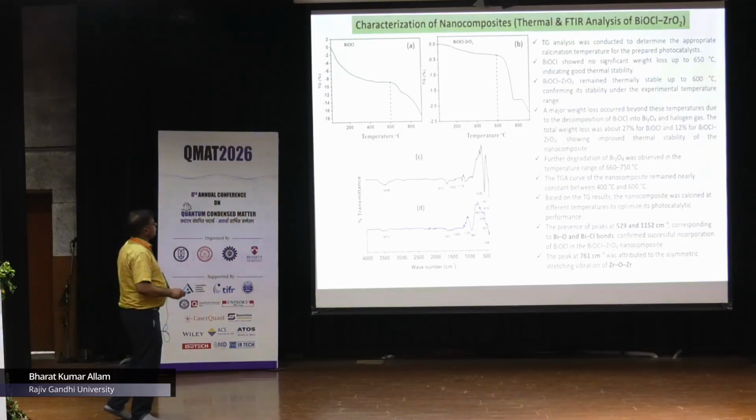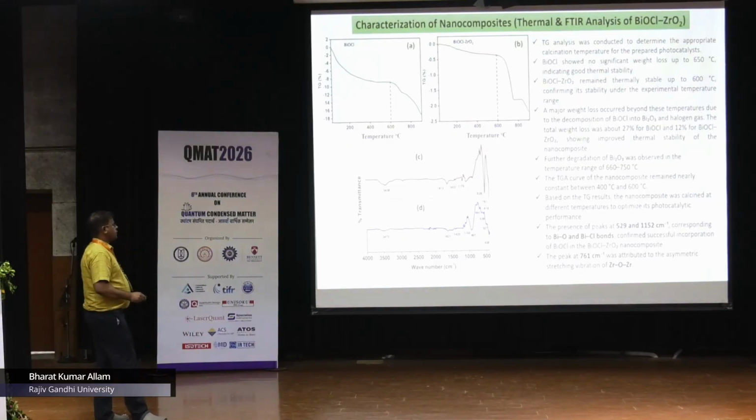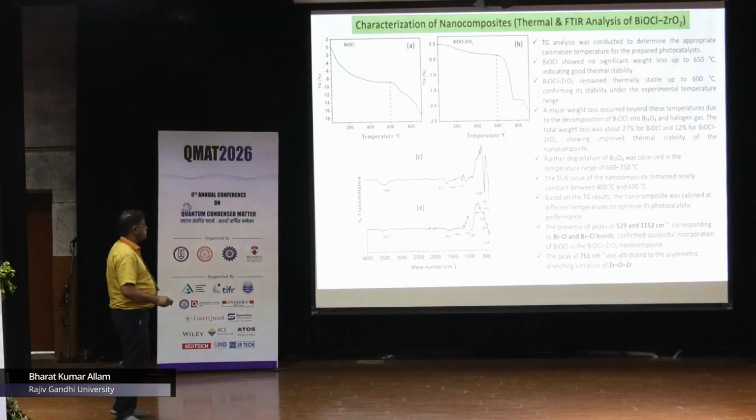After preparation of this nanocomposite, we have taken the IR spectra of that nanocomposite, and we have seen the bismuth oxygen stretching at 529 centimeter inverse and bismuth chloride stretching at 1152 centimeter inverse. It confirms the presence of bismuth oxychloride in our composite. We also observe the zirconium oxygen zirconium asymmetric stretching at 761 centimeter inverse, that confirms the presence of zirconium oxide in our nanocomposite.